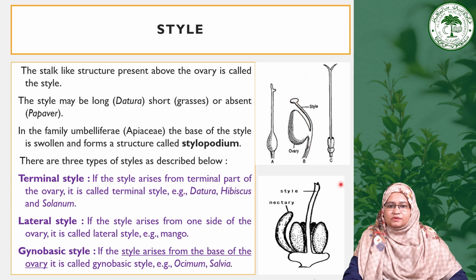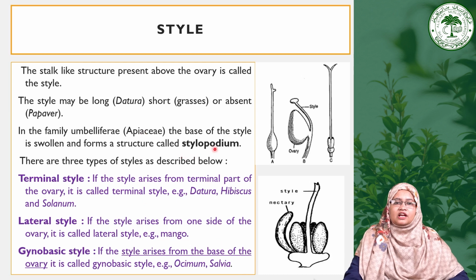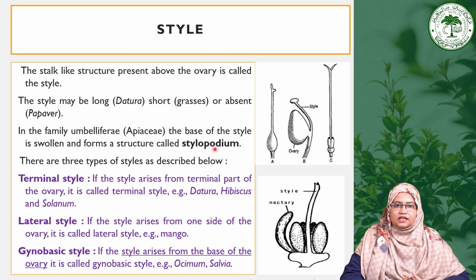Or it may be gynobasic, that is, arising from the base of the ovary, as you can see here, present in the Lamiaceae family in case of Ocimum. So depending upon the position, it may be terminal in case of Datura and hibiscus, lateral in case of mango, and gynobasic as in case of the Lamiaceae family or Ocimum. So these are the different positions of the style, and when the style becomes swollen and forms a structure called stylopodium, it is present in the family Apiaceae or Umbelliferae.